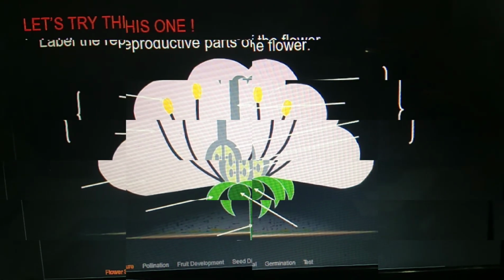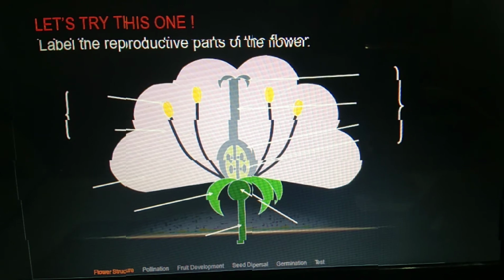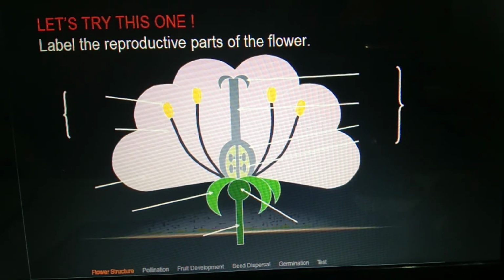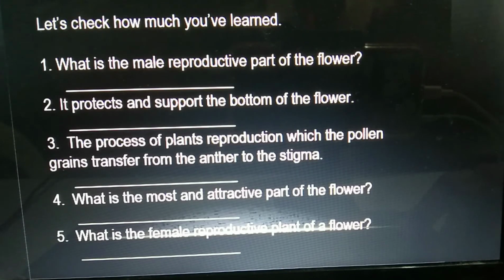Now let's try this one. Label the reproductive part of the flower. I will give you 10 minutes to illustrate and label the parts of this flower. Let's check how much you've learned.